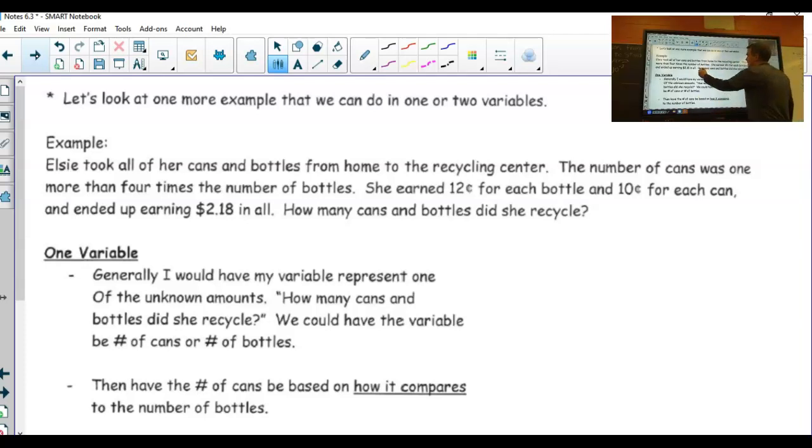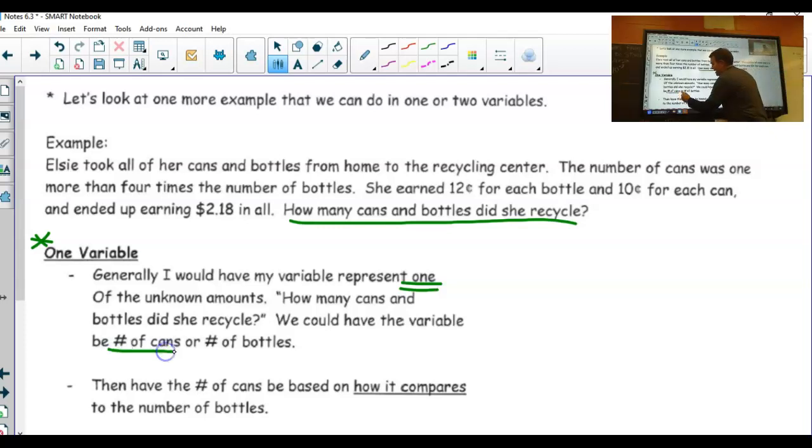Well, it looks like there's my unknown amounts. How many cans and bottles did she recycle? How many cans? How many bottles? So I'm going to start out here with 1 variable. Generally, I would have my variable represent 1 of the unknown amounts. And again, I showed you where we got that from the problem. The unknown amounts are how many cans and bottles did she recycle. So I could have the variable be the number of cans or the number of bottles. I think based on the problem, it would be better if I made it the number of bottles.